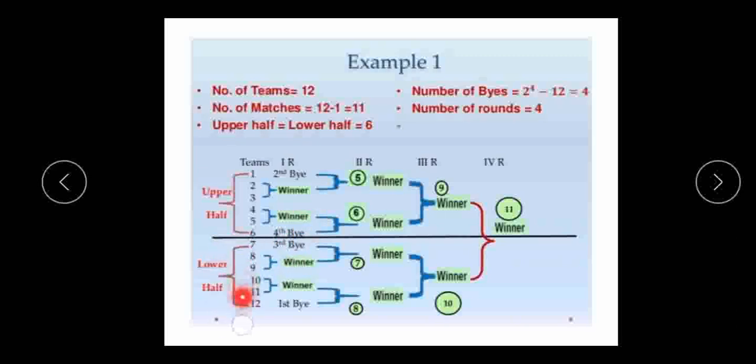Third bye is given to the lower half, the 7 number team. And the fourth bye to the upper half, the last team, the 6 number team. Clear? Then in the first round, the 2 plays between the 3 matches, 4 between the 5, then 6 between the 9 and 10. The others are given byes; they will not play.